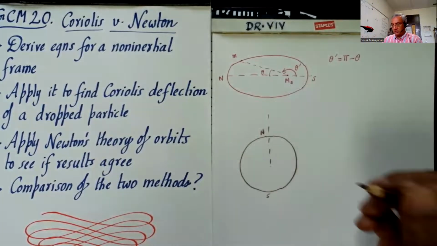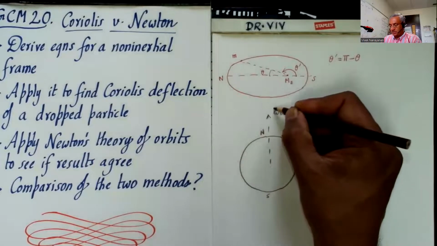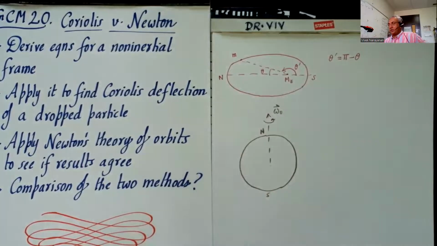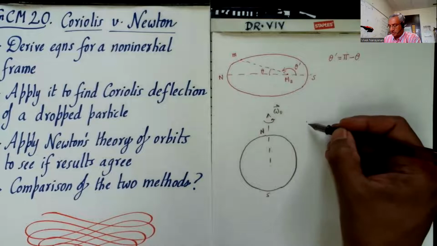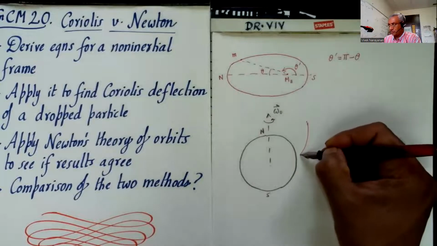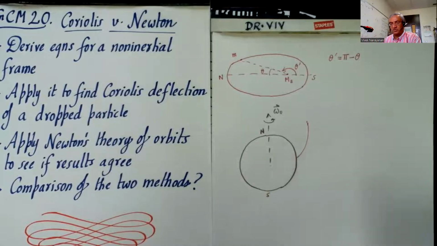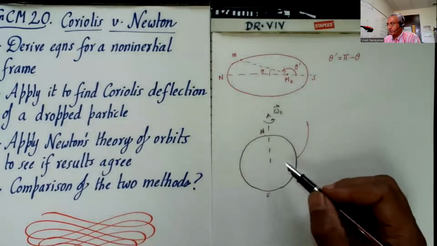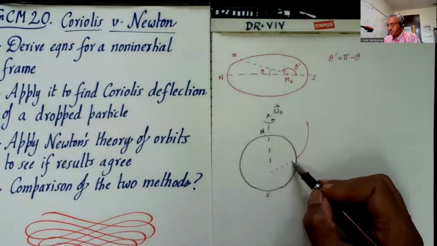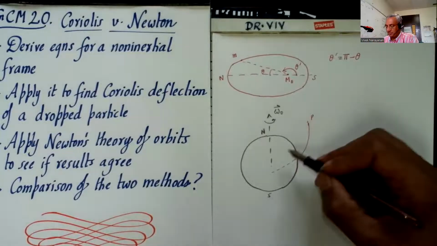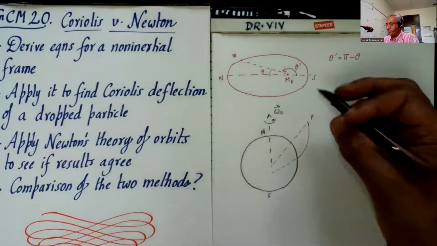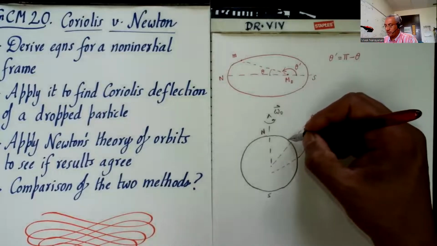North, south, that's my omega naught. Okay, and my particle is coming along a section of an ellipse like that. Okay, so at any given time, let's start the particle at point P. Okay, and we'll start it at some initial height h from the ground.